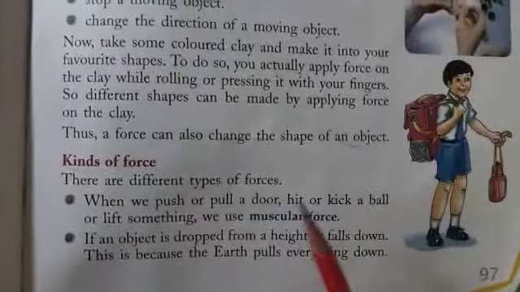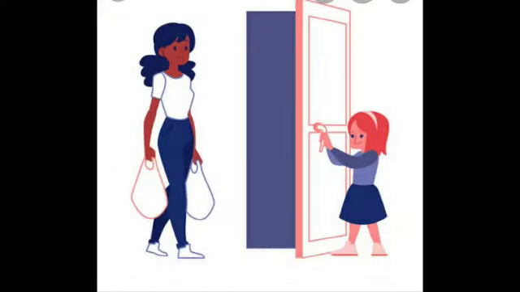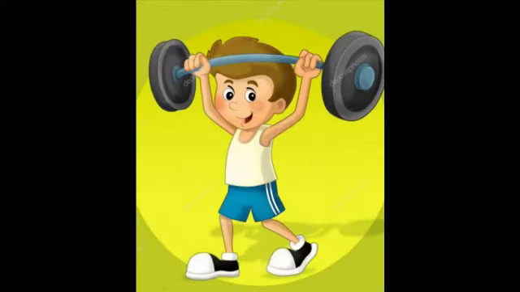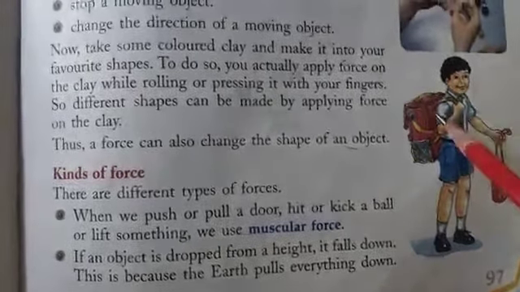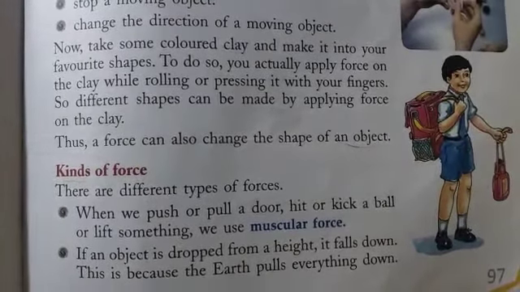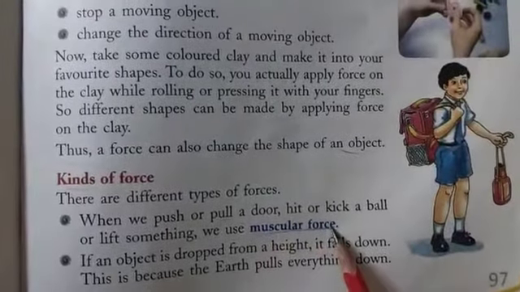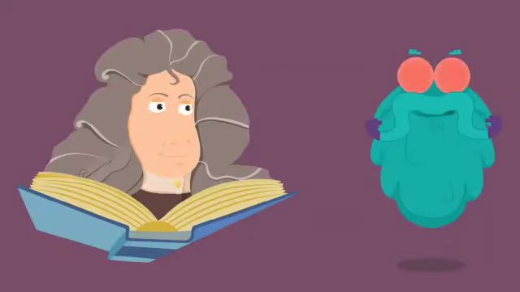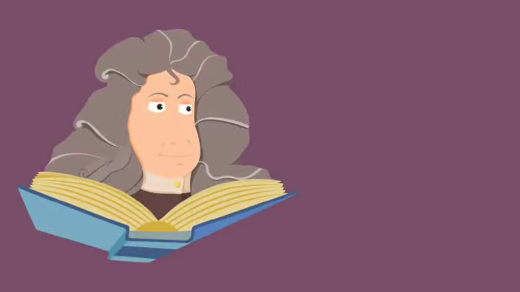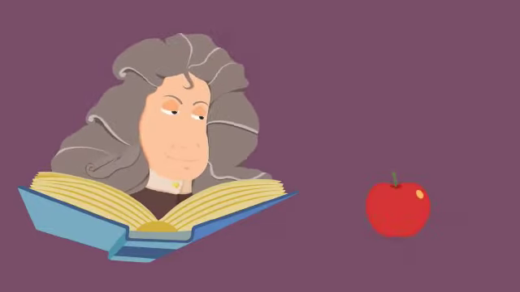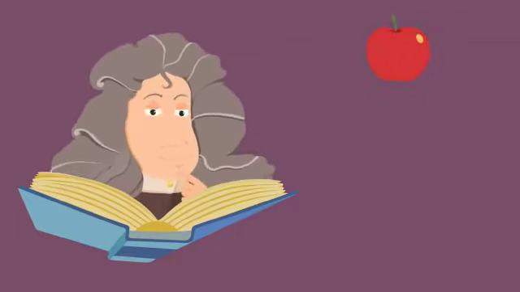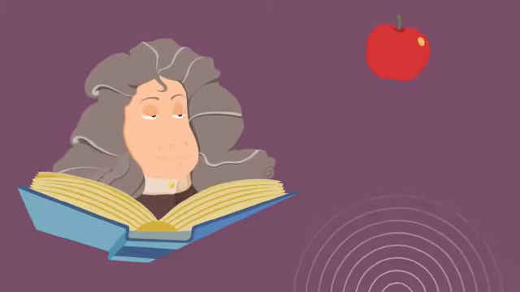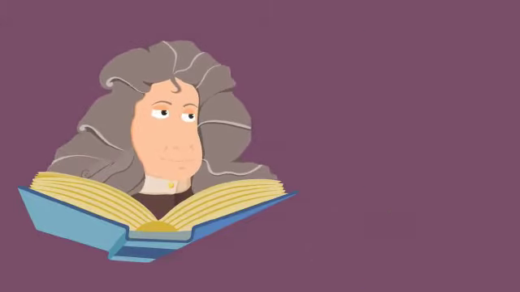Children, we use our hands to open or close the door and to lift things. We use our legs to kick or hit a ball. It means for all the activities our muscles are used. That is why this force is called muscular force. Next is, if an object is dropped from a height, it falls down. कोई भी चीज़ जब हम ऊपर की तरफ फेंकते हैं वो नीचे ही आती है. क्यों गिरती है नीचे? This is because the earth pulls everything down. अर्थ सभी चीज़ों को अपनी तरफ खींचती है.